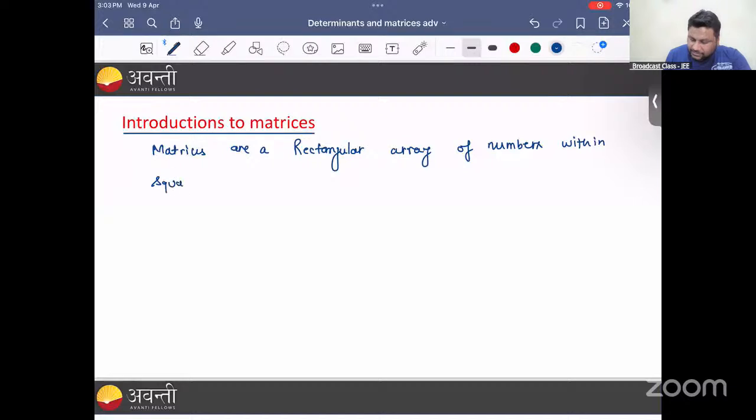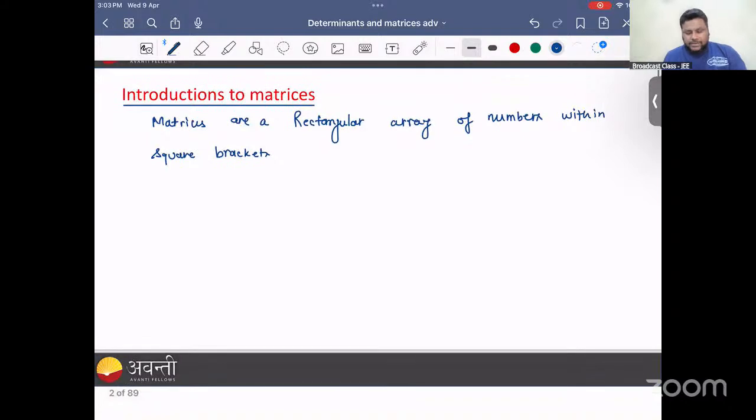Within square brackets. A matrix is a rectangular array of numbers within square brackets. Got it? Rectangular array of numbers within square brackets.